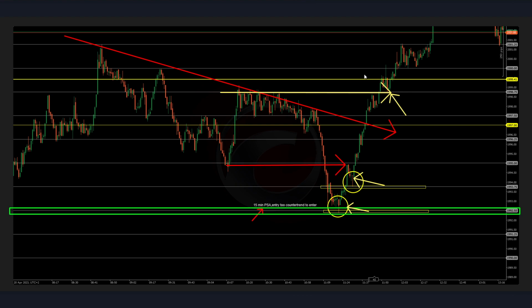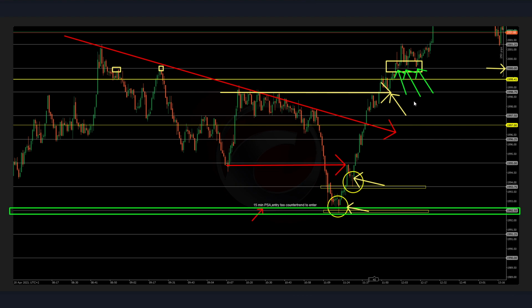Yes, we are very close to 4-hour PSA and to the 2000 level, very psychological level, but as you can see, price is giving you the chance to enter at the retest of 2000, also previous PSA. So that's when I would say your best bullish entry will be in anticipation of the continuation bullish.